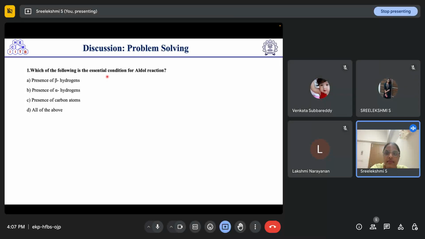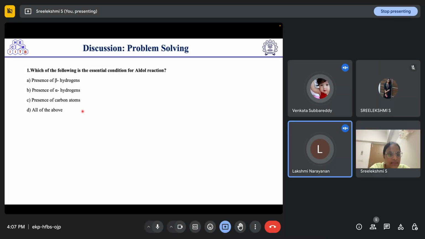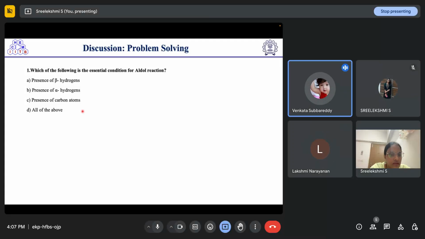Which of the following is the essential condition for aldol reaction? Presence of beta hydrogens, presence of alpha hydrogens, presence of carbon atoms, all of the above. It's a very simple, basic reaction. All of the above. The question is just to brush up whatever things we have discussed. All of the above, madam.